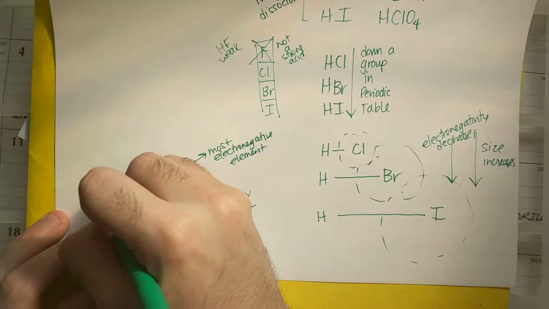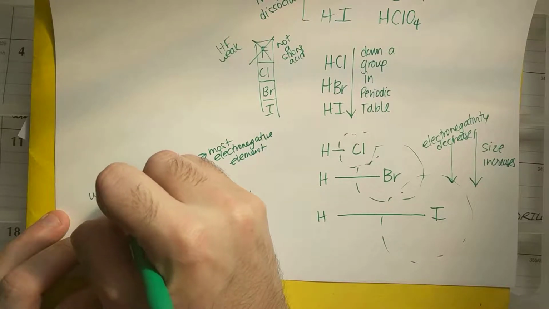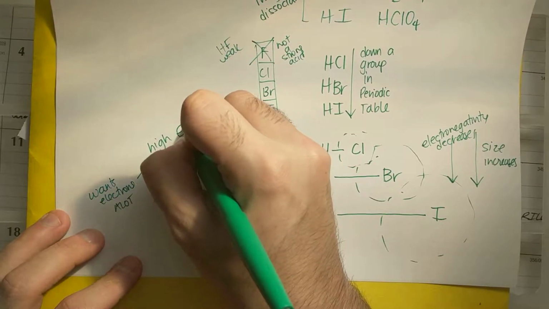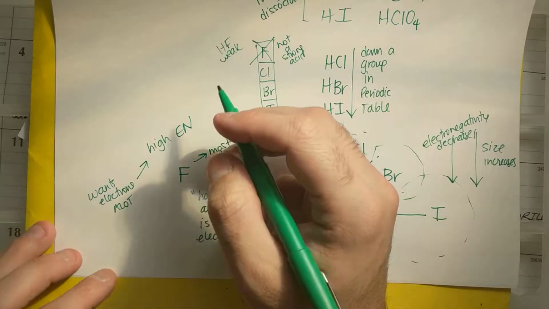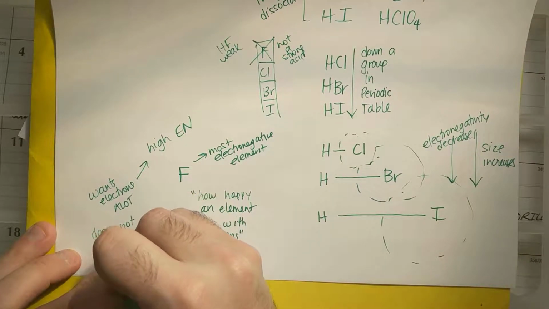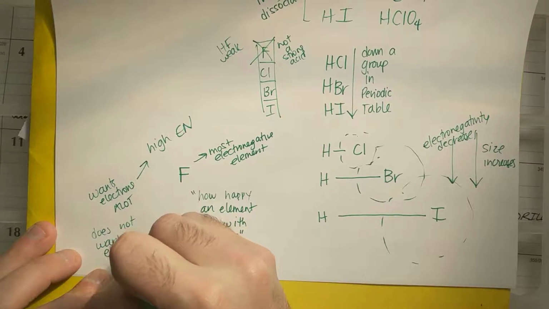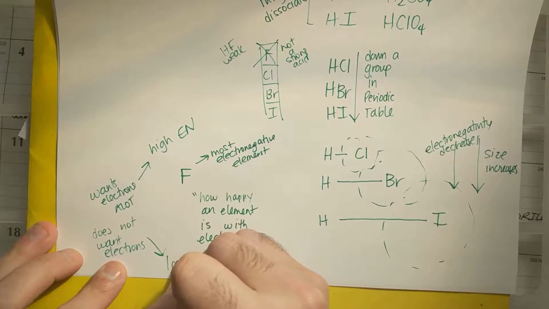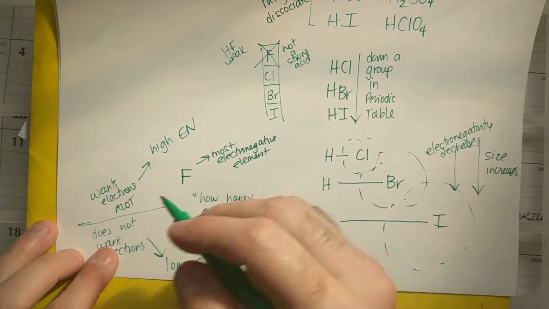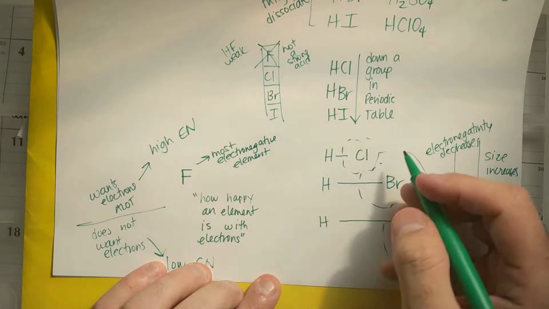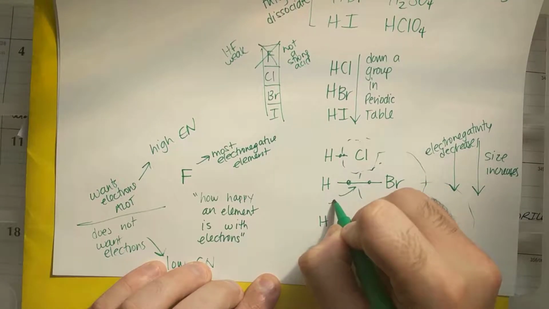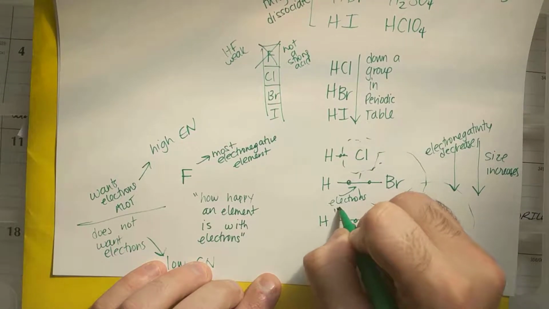So if it wants electrons a lot, it's got a high electronegativity. I'm going to use En for electronegativity. If it does not want electrons, I'm going to say low electronegativity. Okay? And so, why am I talking about electrons? Well, this line that I drew here is a bond. And in that bond are electrons. Electrons are found in bonds.